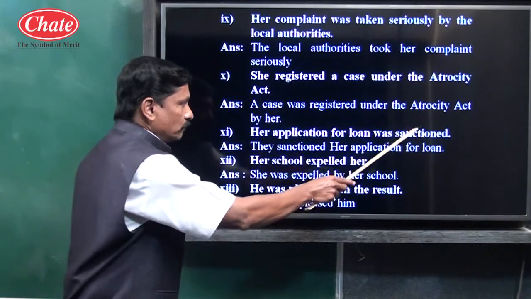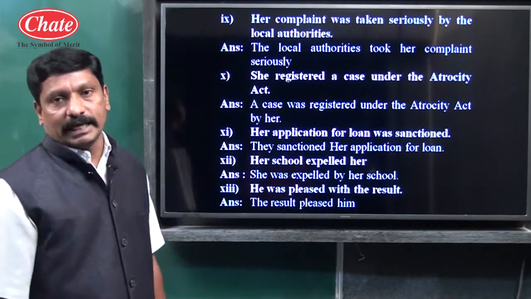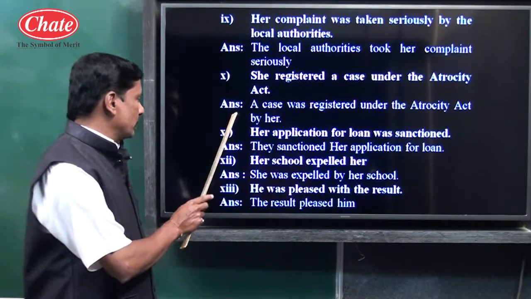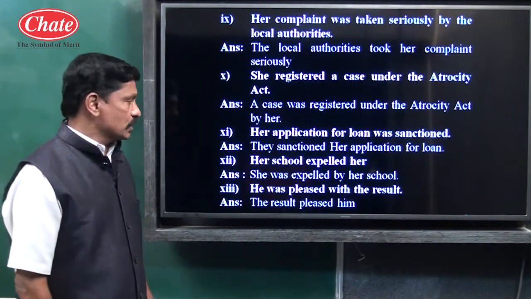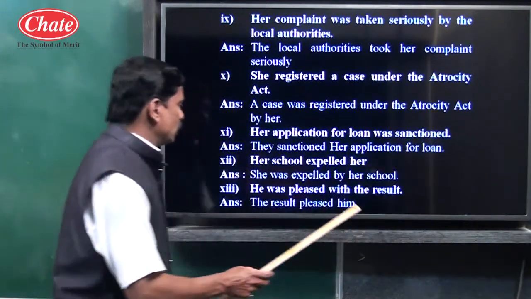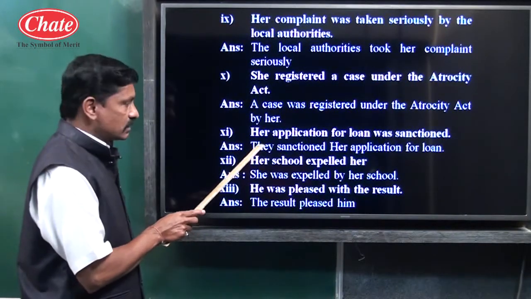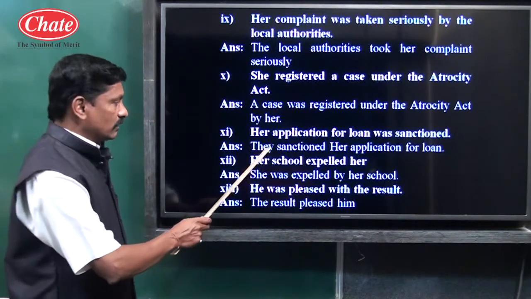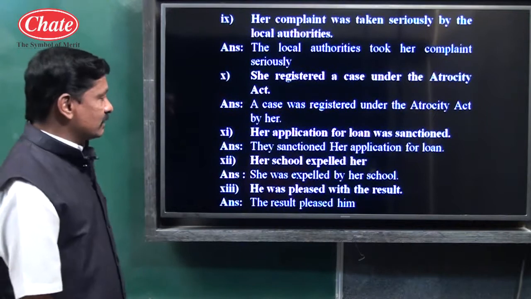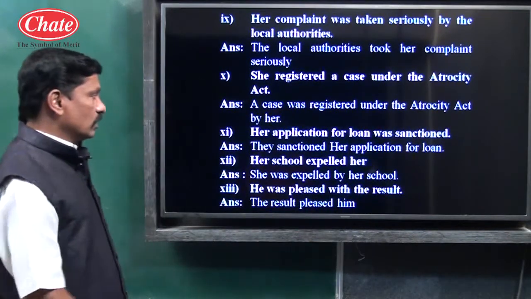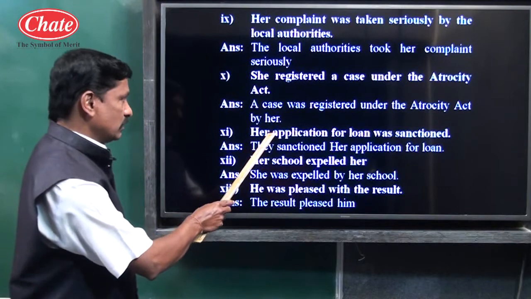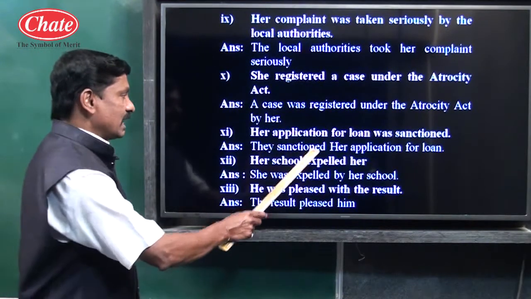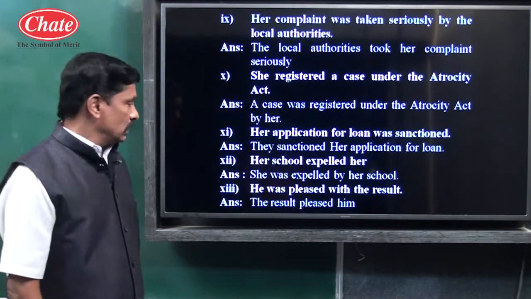Was is a form of to be and sanctioned is PP, that is a past participle, the third form of verb. So once again, example number 11 is in passive voice structure. They have not given by plus subject. We can use here "they" as a subject. Was plus V3 means simple past tense. So children, they sanctioned. What did they sanction? Her application for loan. This is passive voice, this is active voice. This is passive voice, sorry. Her application for loan was sanctioned. They sanctioned her application for loan.